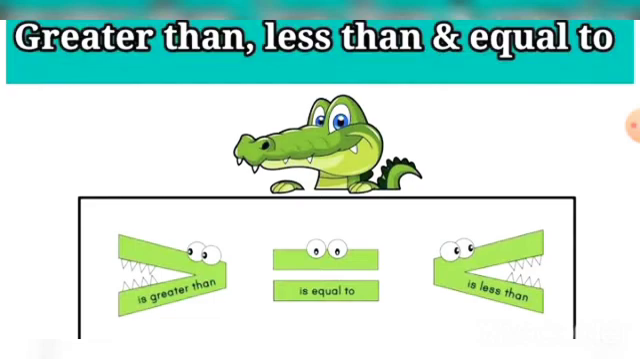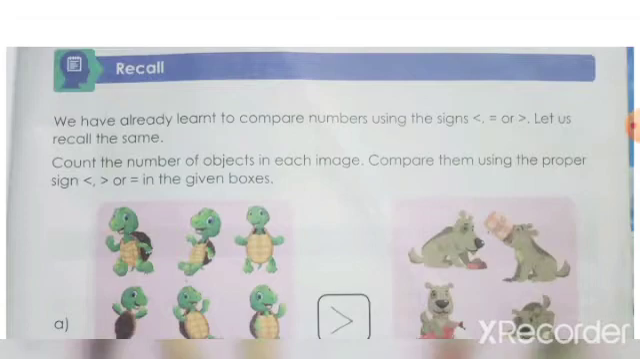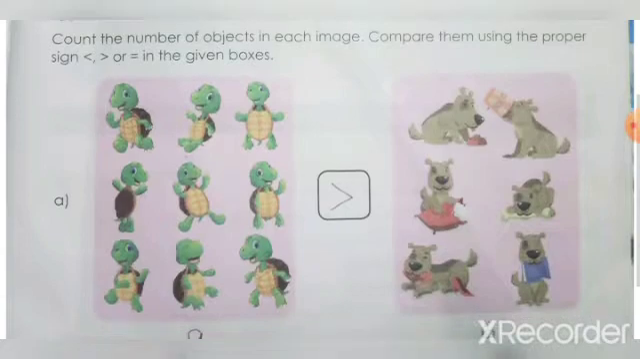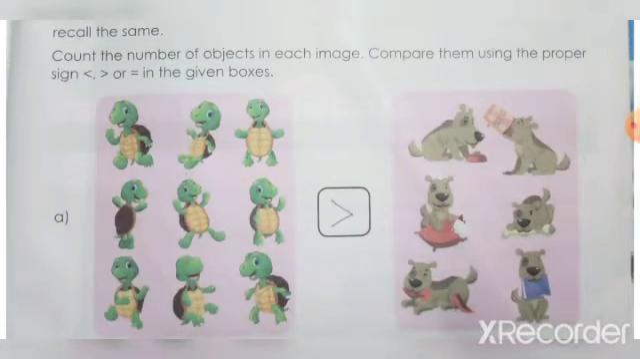Okay, children, let's discuss some more questions about this comparison. Here, some pictures are given. You have to compare and then put a symbol between these. Children, count how many tortoises are here. That is 1, 2, 3, 4, 5, 6, 7, 8, 9. 9 tortoises, isn't it? Now count the number of puppies on the right side. That is 1, 2, 3, 4, 5, 6. It is 6.